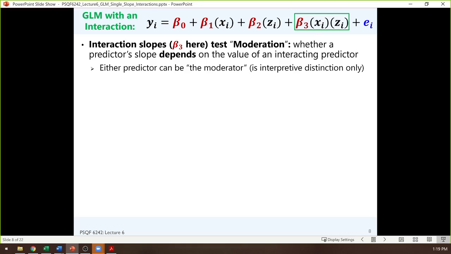So this is moderation. So in this example equation up here, what it's saying is that the effect of X depends on Z, and the effect of Z depends on X.